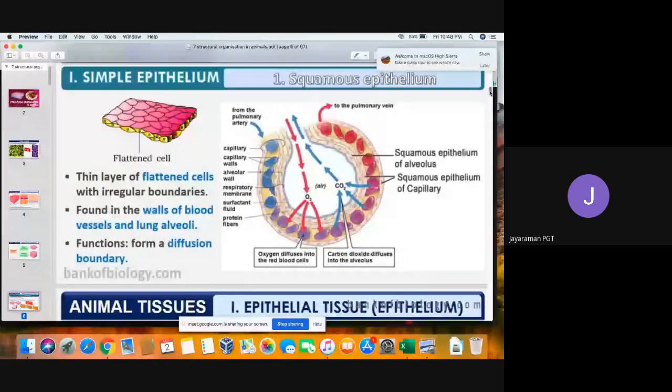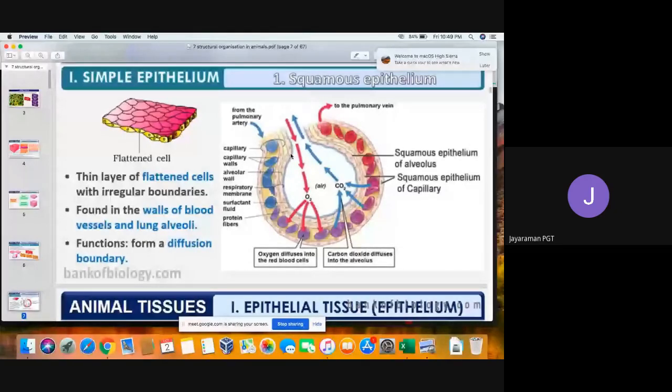This is a very important epithelium. It forms the lining of the alveolus and the lining of blood vessels. Wherever exchange occurs, that's a simple squamous epithelium. Exchange of gases occurs in the lungs, as we discussed in the respiration chapter, and exchange of gases again occurs between blood and the tissues. Blood and tissues, because in the lungs, what happened?